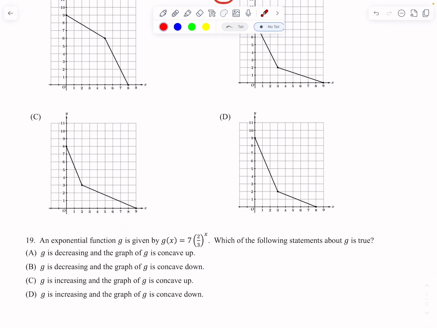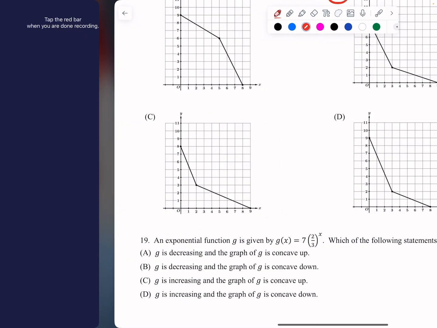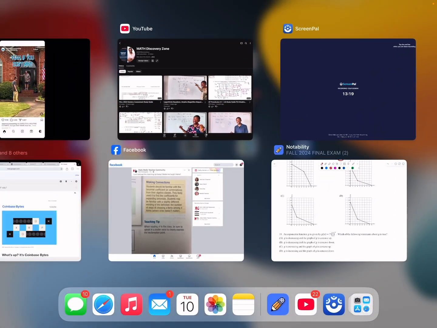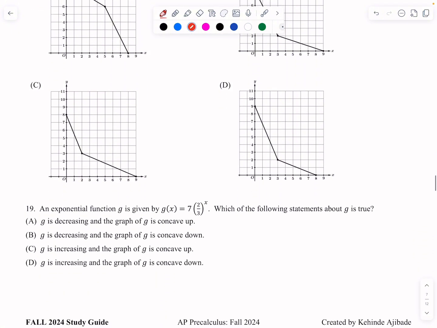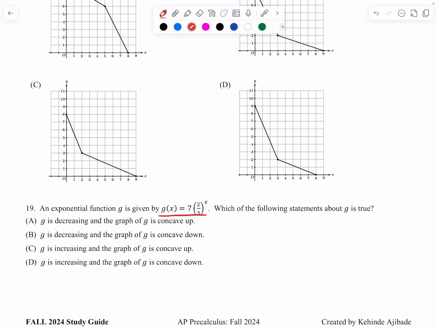Now let's go to question 19. For question 19, we have this exponential function, and it is asking which of the following is true about it. The first thing you have to notice is, let me rewrite my exponential function right here. You have this, and then you have (2/3)^x.